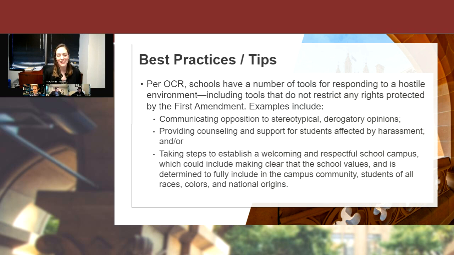And that can be a range of things, and that can include what your values are, what your school values are, just ensuring that you're staying true to who you are as an institution, and being a welcoming environment for all students.